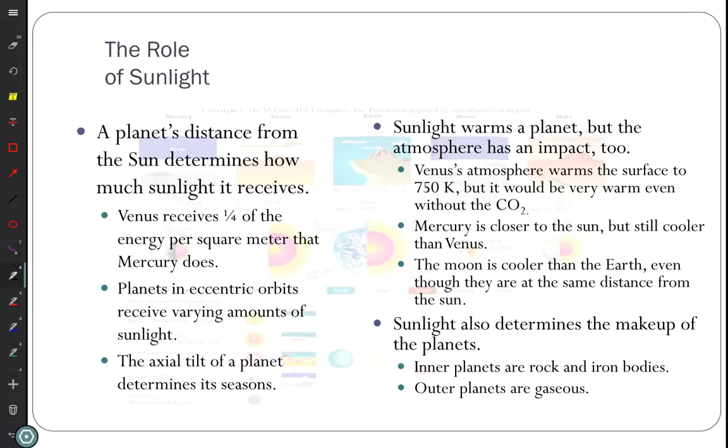Now, this slide here is talking about what role sunlight plays. Clearly, Mercury is the first rock from the sun. It gets the most sunlight, then Venus, then Earth, then Mars for the terrestrial planets. And so each one getting farther away, you have less sunlight.